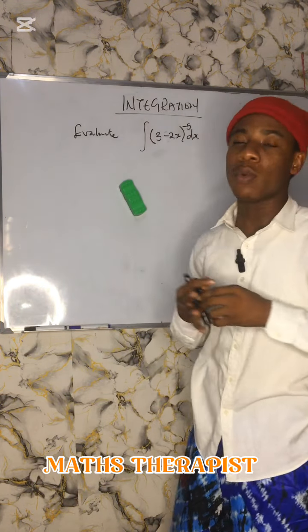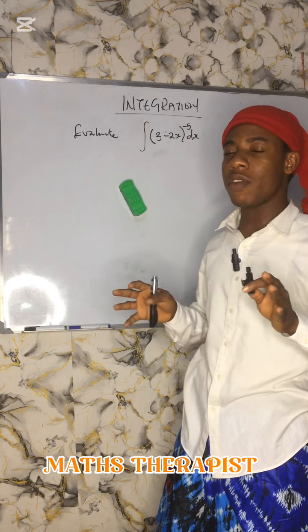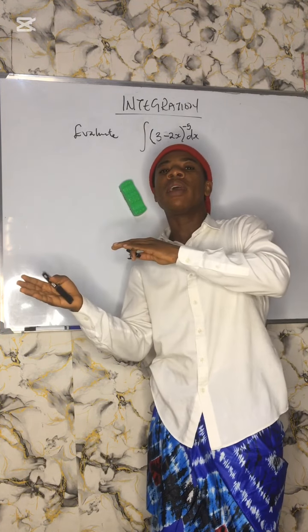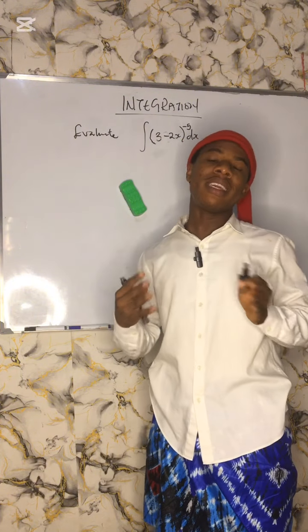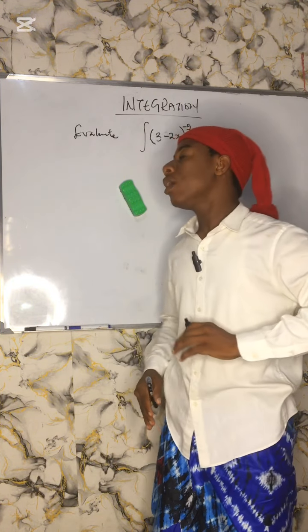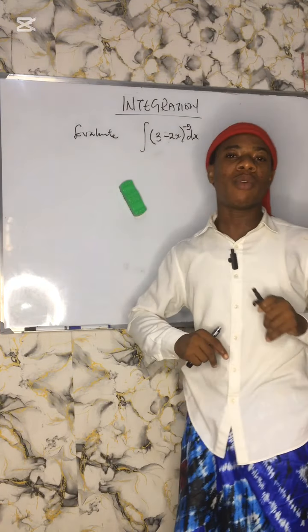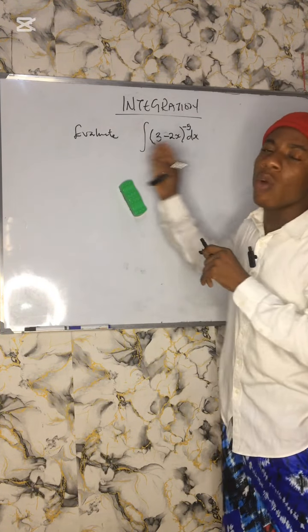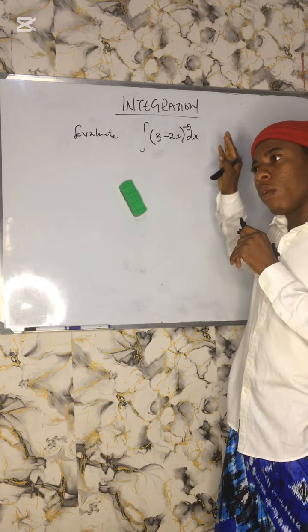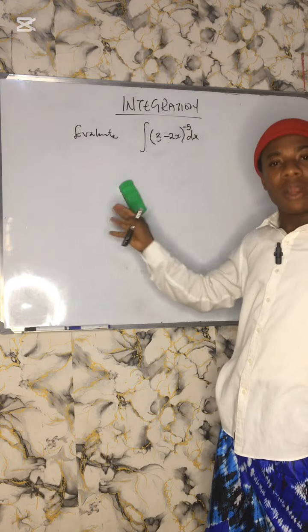We have a very interesting question here today on the board on integration, and it's very, very simple. This is on calculus. Remember that integration is the reverse of what? Differentiation. Either you call it integration or you call it anti-differentiation. You get it, right? So we have this question here on the board, and the question says we should evaluate the integral of (3 minus 2x) raised to the power minus 5 dx. So let's solve it together.